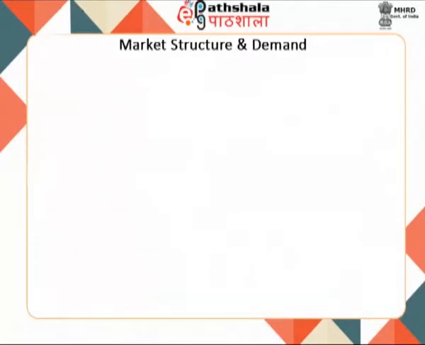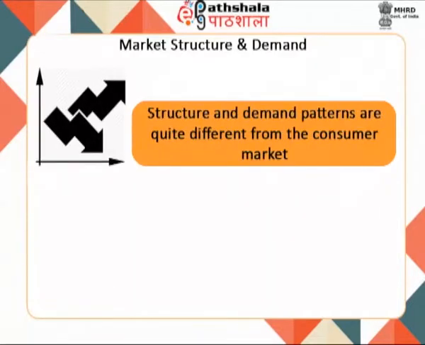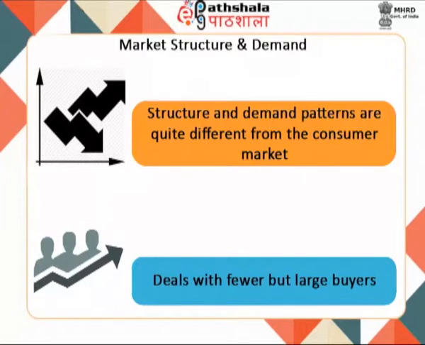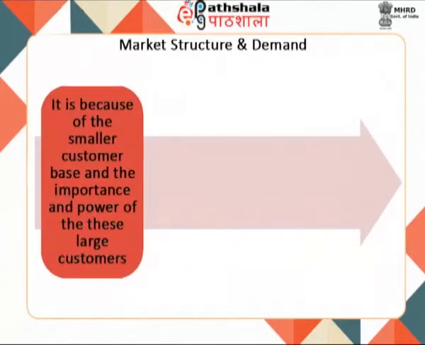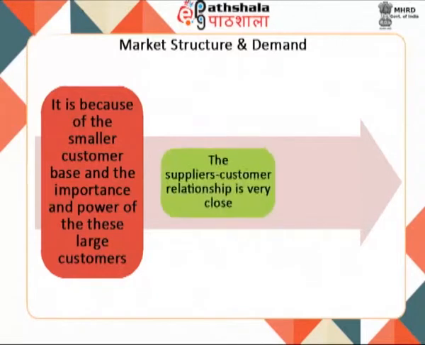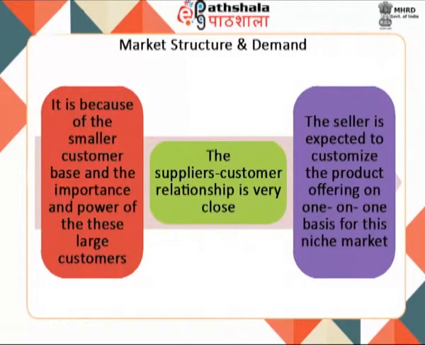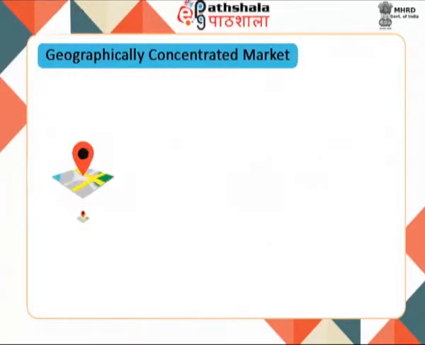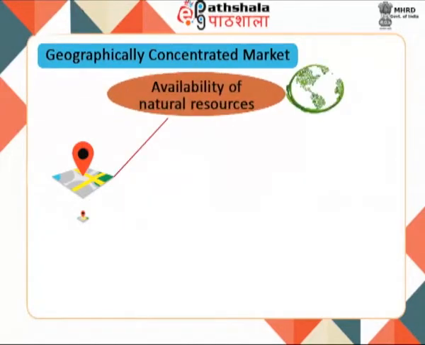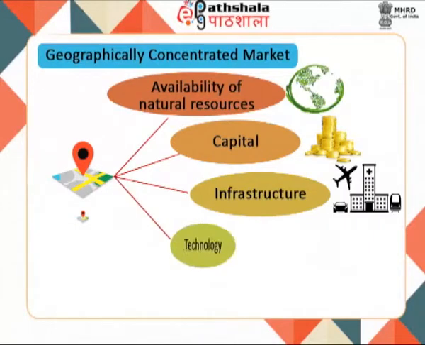Market structure and demand. The key characteristics of the business market in respect of its structure and demand patterns are quite different from the consumer market. The business or organizational marketer deals with fewer but large buyers who are the producers of the consumer goods. Because of the smaller customer base and the importance and power of these large customers, the supplier's customer relationship is very close and the seller is expected to customize the product offering on a one-to-one basis for this niche market.